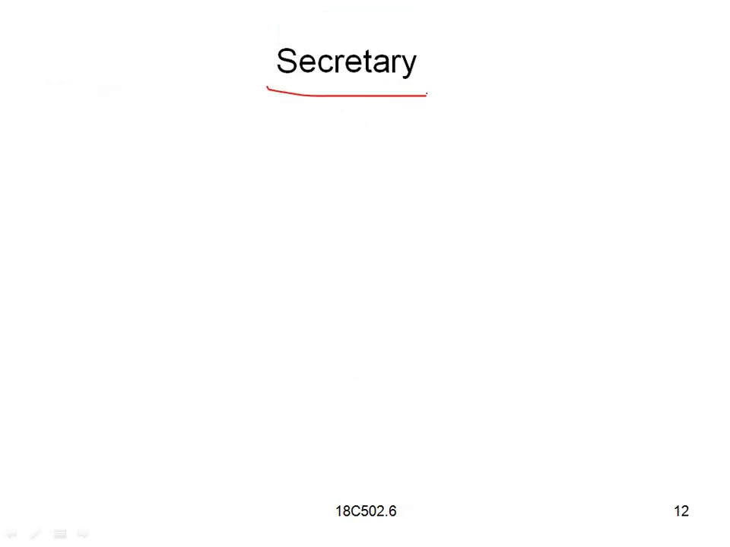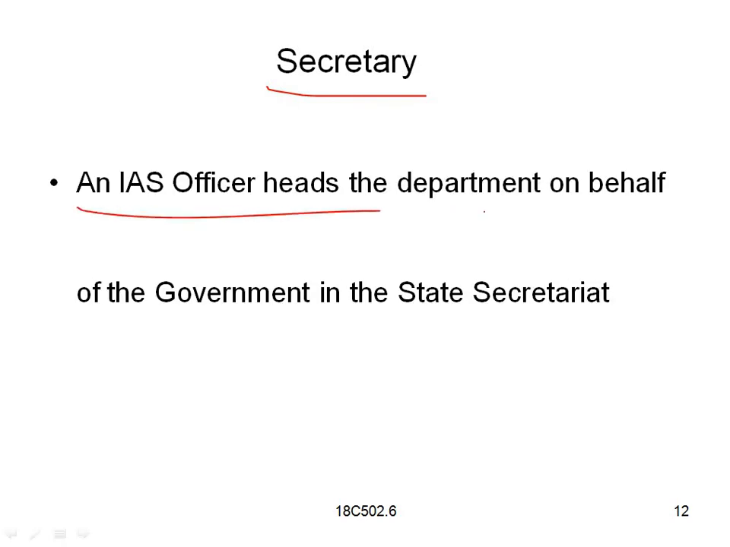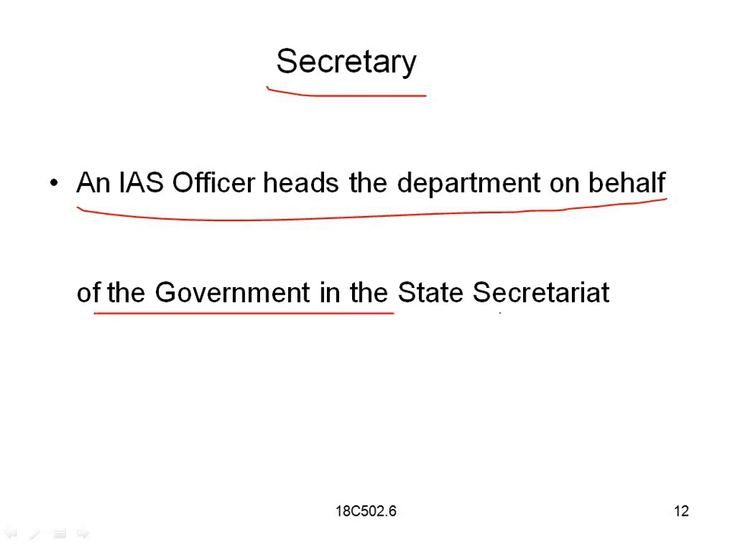Next is the secretary. What will the secretary's work be? An IAS officer heads the department on behalf of the government in the state secretariat. This secretary is also a helpful person for the minister, because all works cannot be seen by the minister. So the secretary helps the minister as a personal secretary. The personal secretary looks at all the departmental works, checks whether they are correct or not, and sends them to the minister for approval of budgets, transfers and everything.